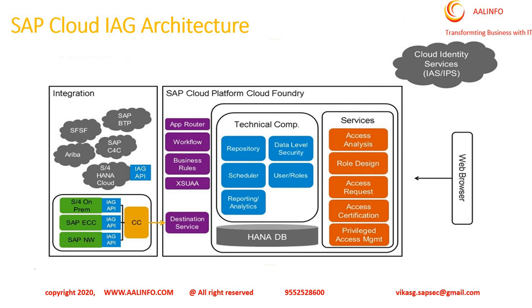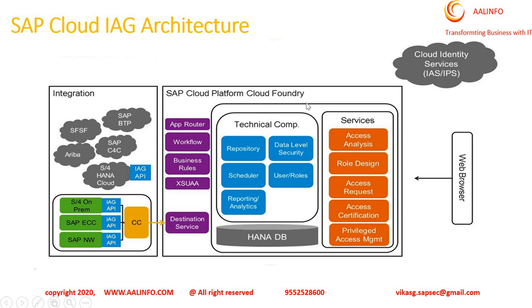And then some cloud architecture related to IAG. These are the modules we have, and then you have the HANA DB for this cloud. These are the internal, technical components. And these are the different types of systems we can connect with IAG: BTP, SAP C4C, SuccessFactors, Ariba, S/4HANA on cloud, or on-premise systems as well, like S/4HANA on-premise and ECC. That we can also connect with IAG.